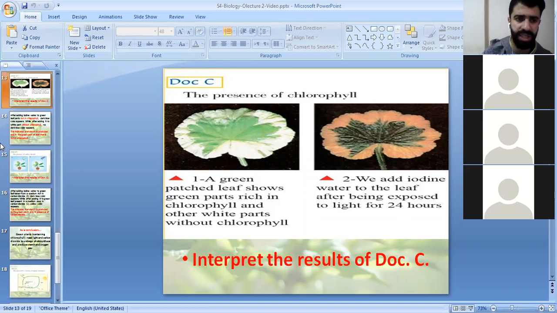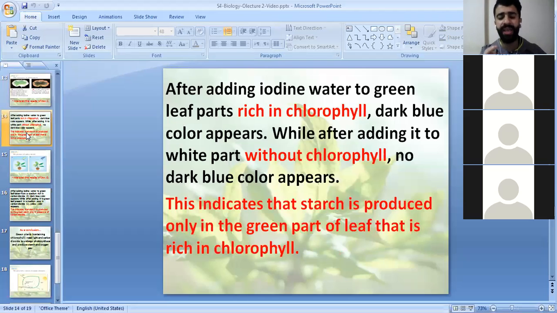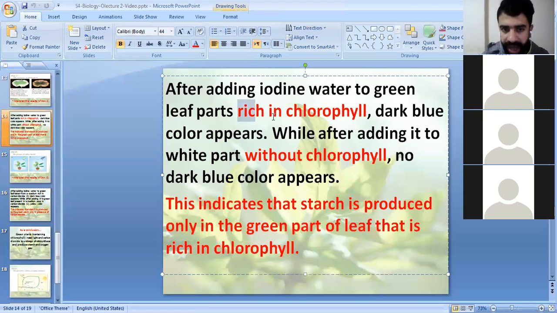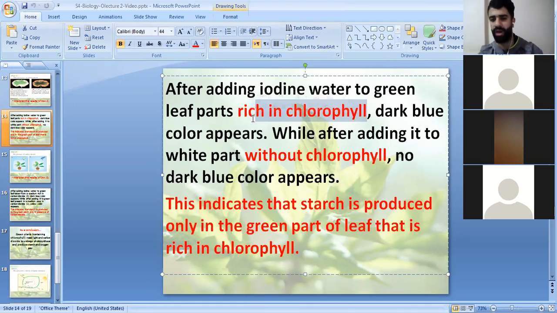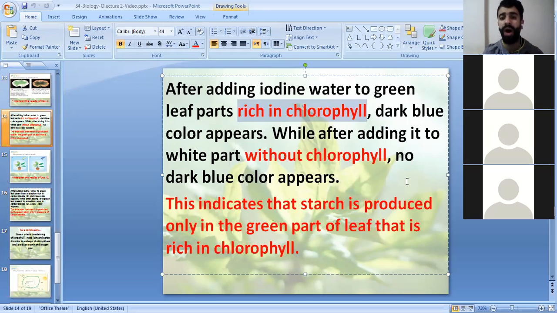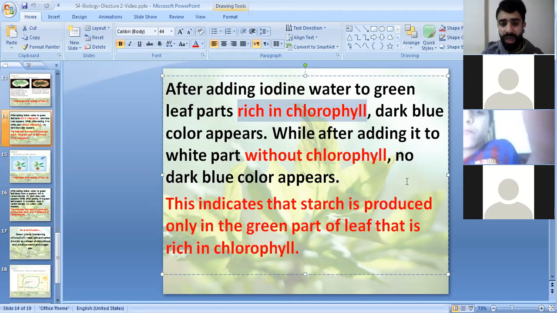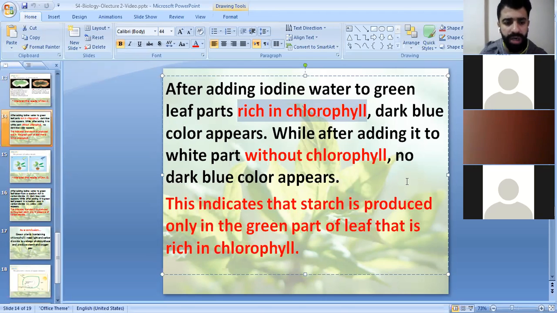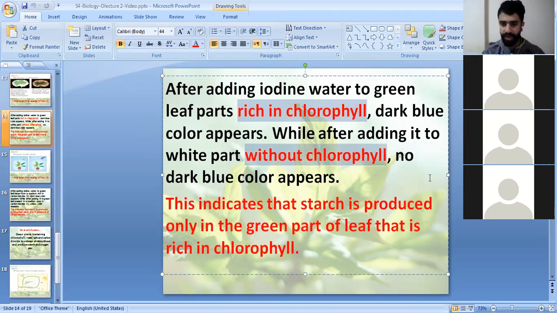Let's interpret this experiment together. After adding iodine water to green leaf parts that are rich in chlorophyll, here I'm talking about the variable factor, rich in chlorophyll, and afterwards I'm going to talk about poor or without chlorophyll. Dark blue color appears when we add the iodine water to the green leaf parts that are rich in chlorophyll, while after adding it to the white part, it's not green, so it's without chlorophyll.